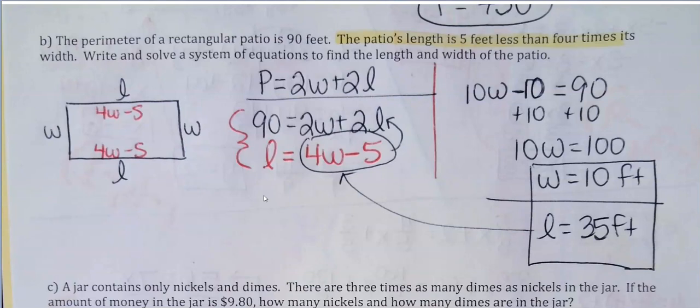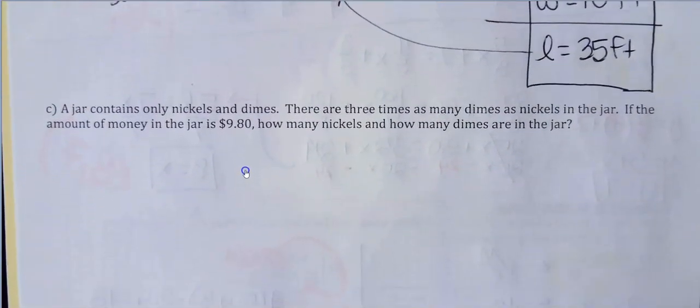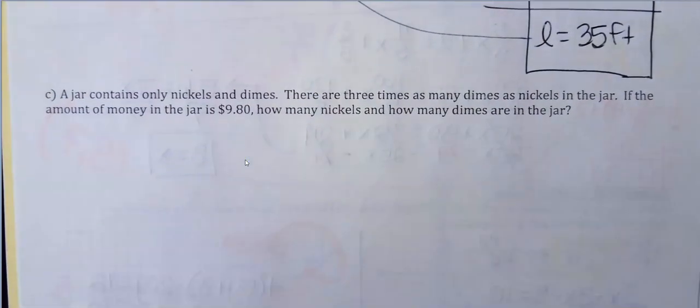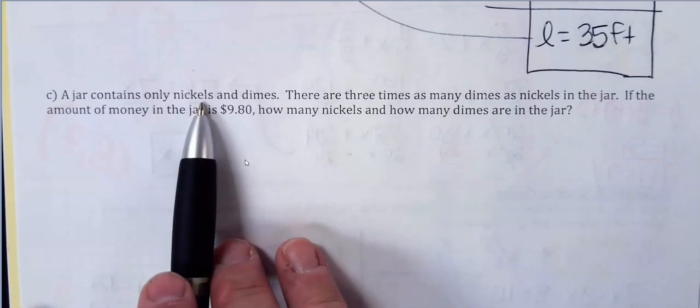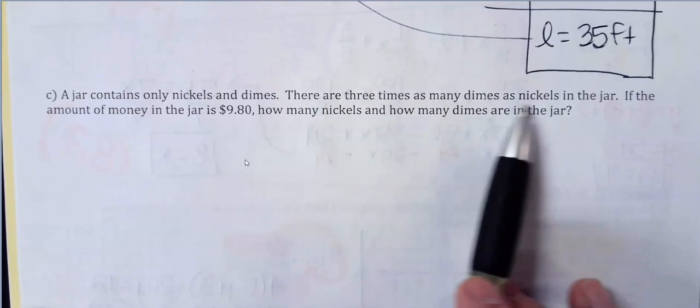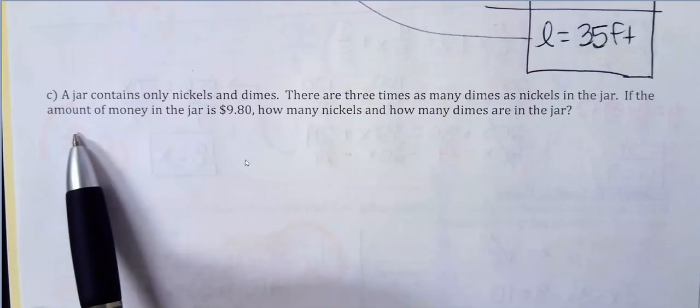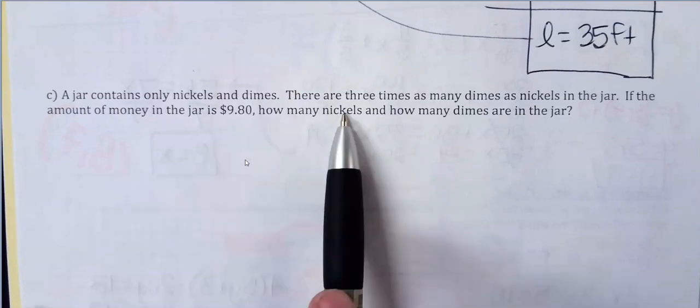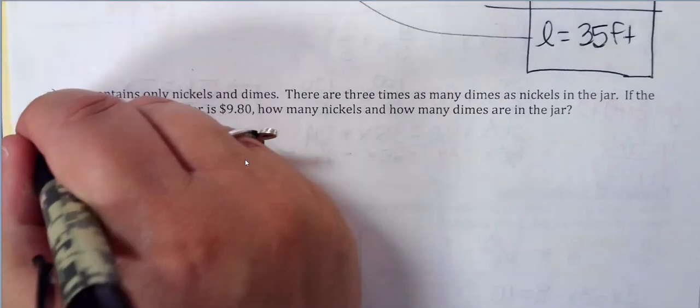All right, now this last one is very tricky. So I'm going to ask you a question, and I promise I know you know this, but I want to just make sure. So this says a jar contains only nickels and dimes. Totally normal. I'm sure I have one of those somewhere at home. Okay. There are 3 times as many dimes as nickels in the jar. The amount of money in the jar is $9.80. How many of each type of coin do I have, right?